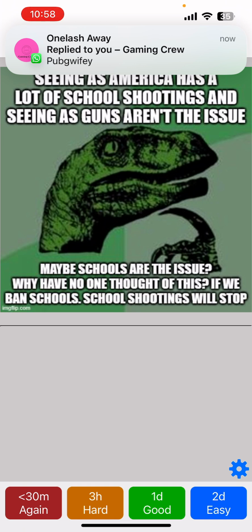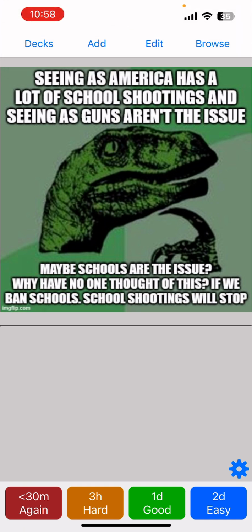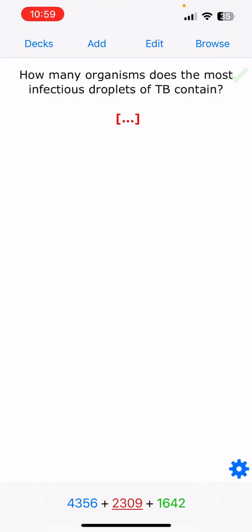Yo, what? Seeing as America has a lot of school shootings, and seeing as guns aren't the issue, maybe schools are the issue? Why has no one thought of this? If we ban schools, school shootings will stop. Yo, I don't want to leave it there. Let's leave it somewhere else.